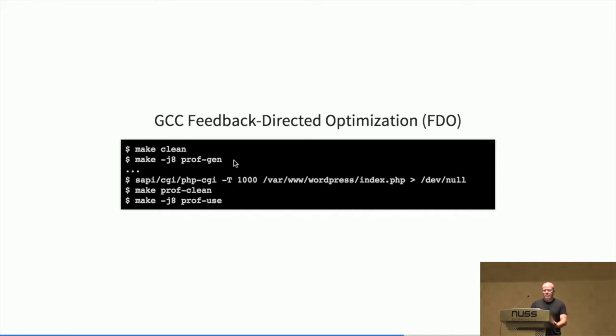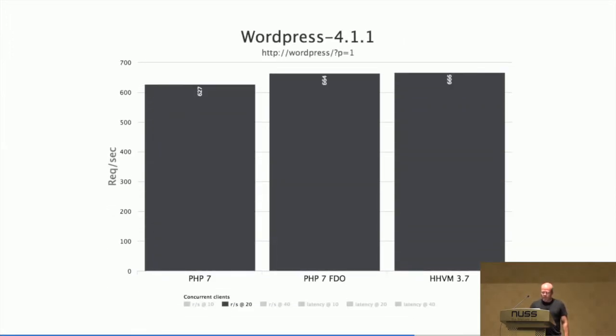Then you run PHP, basically PHP CGI is the easiest way to do it. Run PHP CGI -T 1000, which means run it 1,000 times. And I was running the WordPress front page, which loads in most of WordPress anyway, so you're getting most of WordPress. So I run it on WordPress 1,000 times. Then you say make prof clean, make prof use. That tells GCC to recompile PHP using the profiling data from WordPress specifically. And the result, so this was 627 before, 664 now with a PHP 7 FDO, which is statistically tied with HHVM on WordPress 4.1.1. So we caught up.